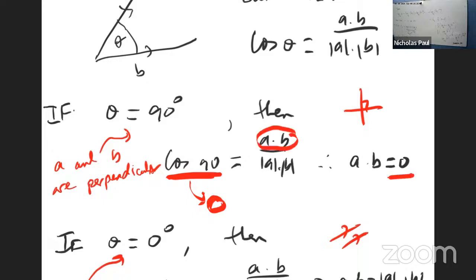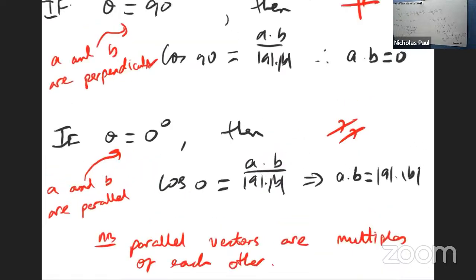And if theta is 0, then the vectors are parallel. It means that the dot product is equal to the product of the magnitudes. And the next thing in red there: parallel vectors are multiples of each other.